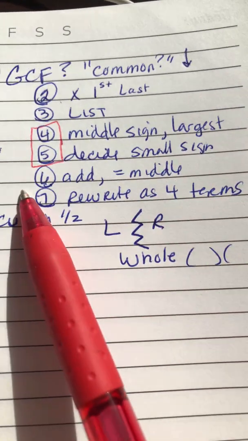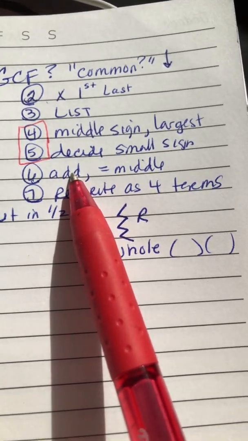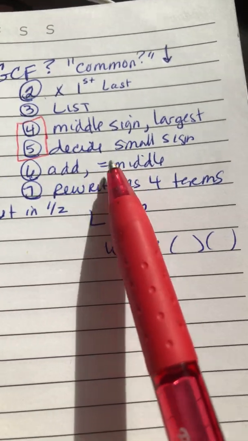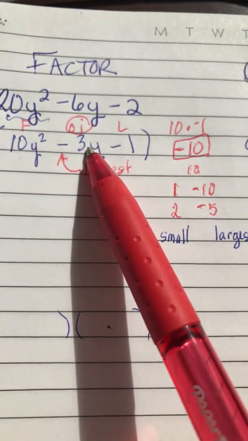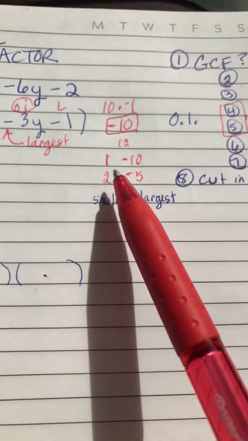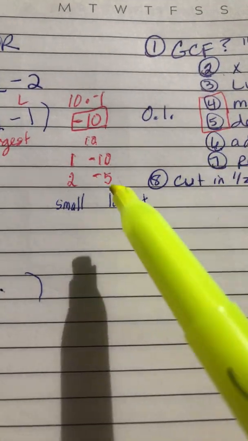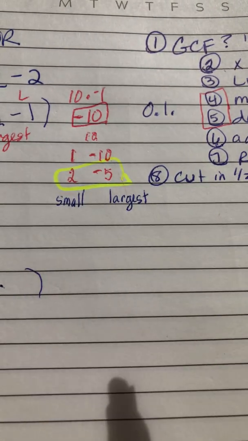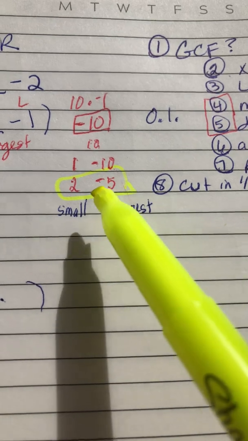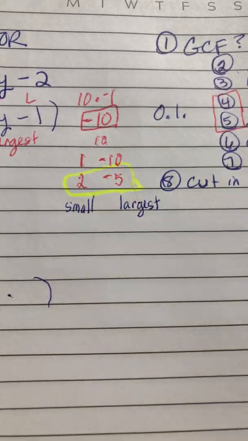Now, step 6 says add each of the sets together and then find the one that equals the middle term. So our middle term was a negative 3. So when I add each of these sets together, the set that equals negative 3 when you add it is 2 and negative 5. And so now we know what the O and the I were. It was a positive 2 and a negative 5.